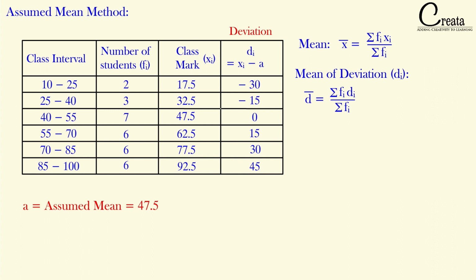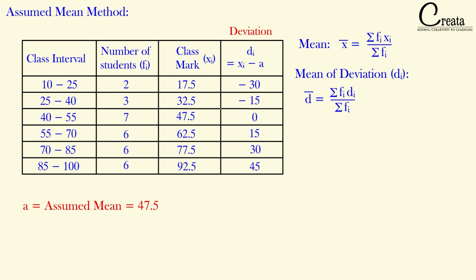Just we have replaced our observation with the deviation. In the normal case, we use xi, which is the observation. Now we are calculating the mean of the deviation, so we are using di. Got it? A simple step, nothing complicated. So we got d bar is equal to sum of fi into di upon sum of fi. Our purpose is not to calculate the mean of the deviation. Our main purpose is to calculate the mean of the observation, which is x bar. So using this formula, we will derive our mean of the observation formula.